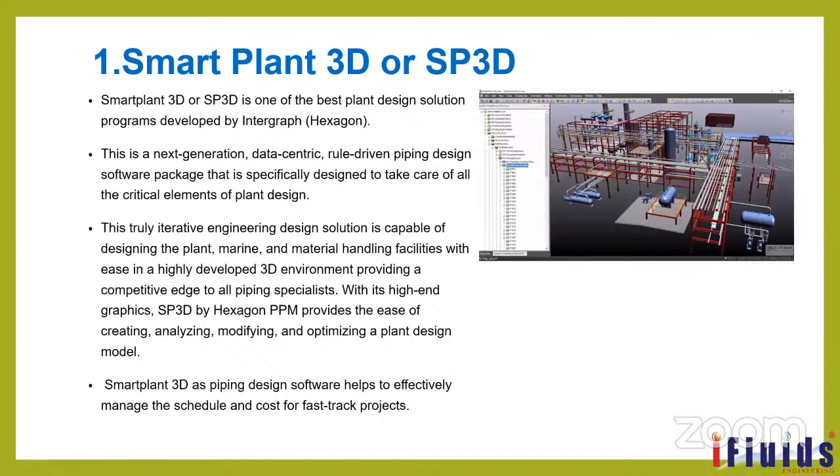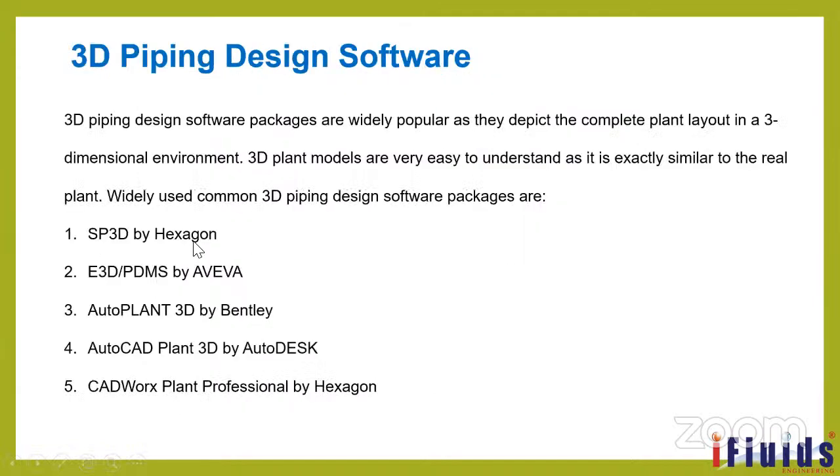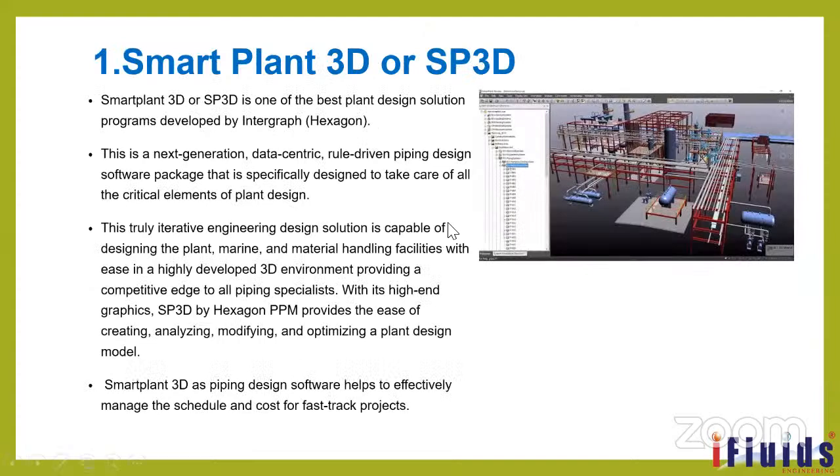It is one of the best plant design solution programs developed by Hexagon. It's a data-centric, rule-driven piping design software package that is used to take care of all critical elements of plant design. Like other software, we prefer Smart Plant 3D. This solution is capable of designing plant, marine and material handling facilities with ease in a highly developed 3D environment, providing a competitive edge to all piping specialists.